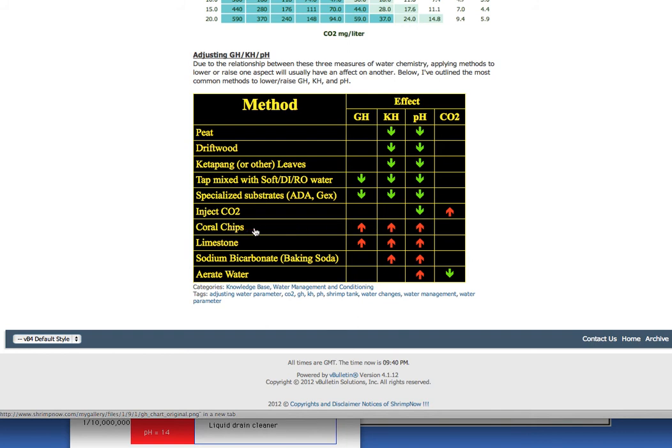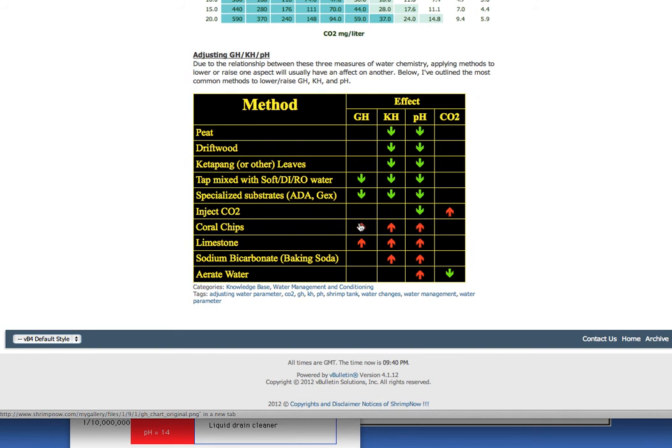But notice, like coral chips, something else people do, I've seen multiple people suggest this. I saw Dustin's fish tank videos. He suggested this once where he actually took some mussel shells and put those in his water, in his filter. Actually, I think it was maybe a hanging filter. I can't remember, but some people put those in there to buffer the water, and it drives all this up. But notice it drives up your pH as well.